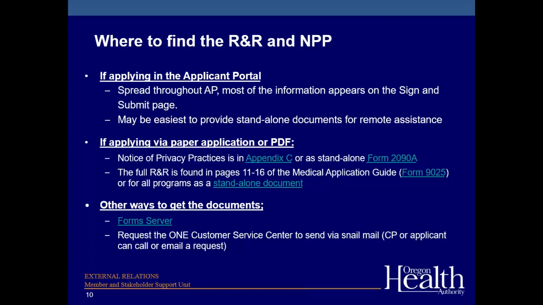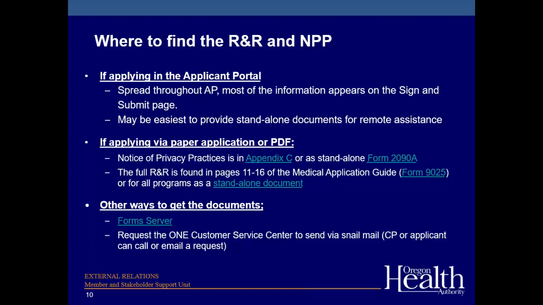Now, if somebody is applying through a paper application or the PDF, the notice of privacy practices is appendix C of that paper application. So it's there. It also is a standalone document, which is Form 2090A. We've put a link to both of those here on this slide. So that's the notice of privacy practices.